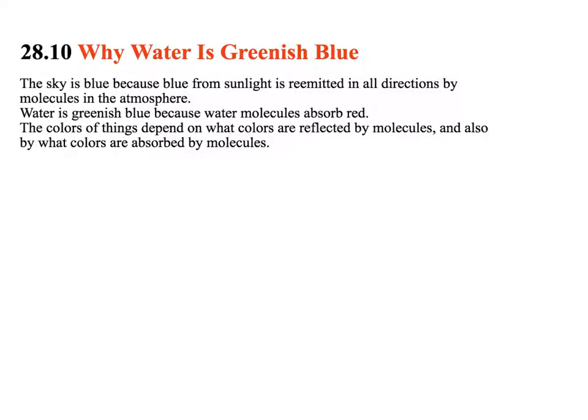The sky is blue because blue from sunlight is re-emitted in all directions by molecules in the atmosphere. Water is greenish-blue because water molecules absorb red. The colors of things depend on what colors are reflected by molecules and also by what colors are absorbed by other molecules.